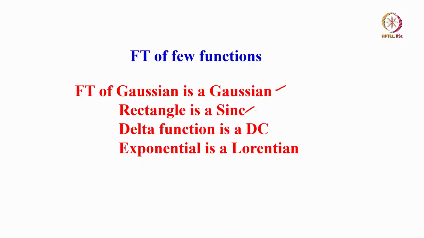But I did not work out other functions. Of course, this rectangular function we worked out in the beginning itself and showed it as a sinc function. Explicitly to introduce Fourier transformation, we worked it out. Anyway, without working out other functions I mentioned to you, the Fourier transformation of Gaussian is a Gaussian. Fourier transformation of rectangular function is a sinc function. And Fourier transformation of delta function is a DC. And Fourier transformation of exponential is a Lorentzian.